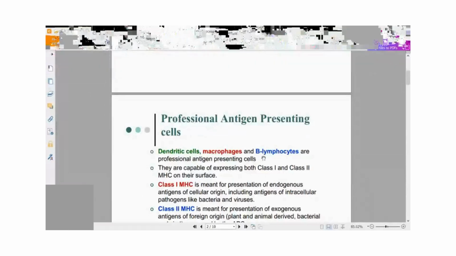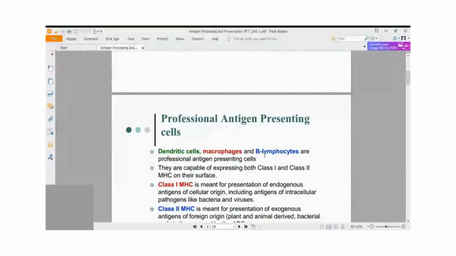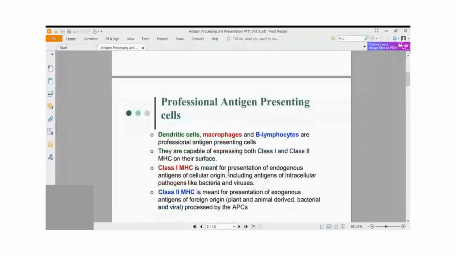I had mentioned clearly earlier, it is only the antigen presenting cells that have the ability to express both classes of MHC, that is class 1 and class 2 MHC. No other cell has this ability. Only antigen presenting cells can express both these classes, class 1 and class 2. Now, what is the function of class 1 MHC? I have already explained to you that it is meant for presenting intracellular antigens of the cellular origin. That includes the antigens of the pathogenic origin, that is bacteria and virus.